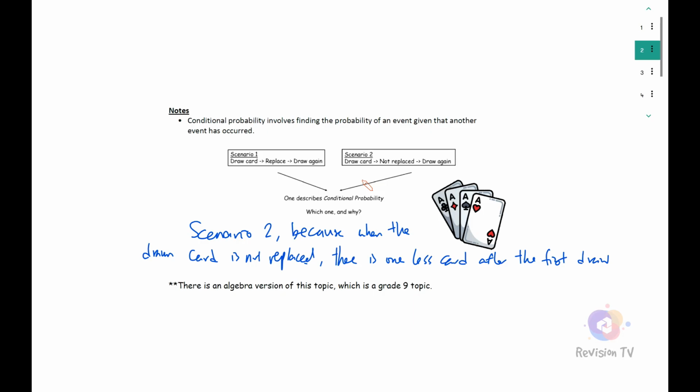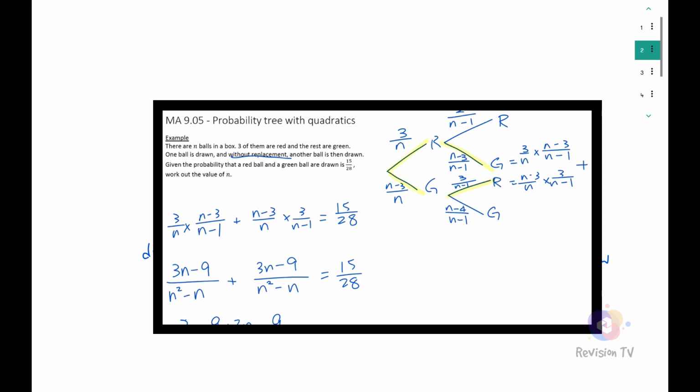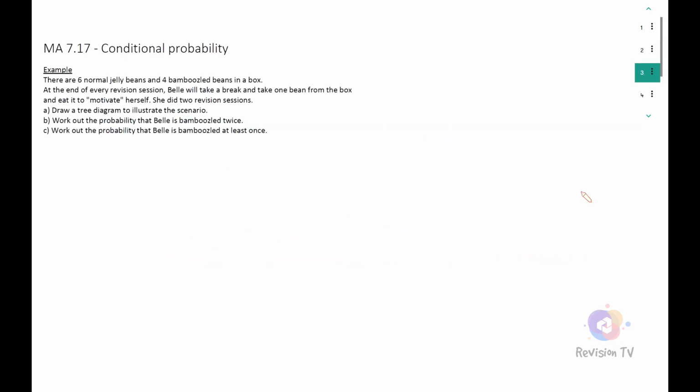No school? So these are called conditional probability. It's based on certain conditions. Now, note, there is an algebra version of this topic which requires you to deal with quadratic equations as well. So this is a grade 9 topic. Let's look at the first example together.